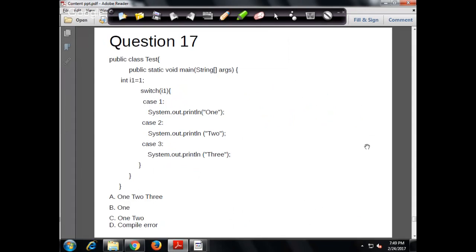Question number 17. Okay. So here's question number 17. It's about the switch programming construct. Okay. Have a look at question number 17 and try to give the answer. Just say the question number and give the option.